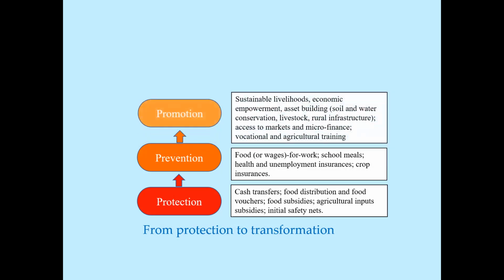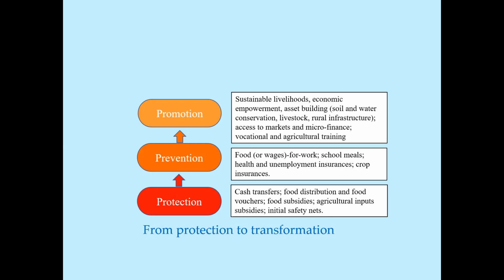Promotion aims to foster people to become less vulnerable in the future to attain sustainable livelihoods. That may be achieved through asset building, such as soil and water conservation, livestock reconstitution, or building rural infrastructure, providing access to markets and microfinance, and providing vocational and agricultural training.